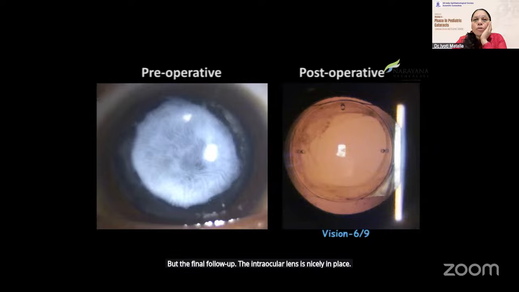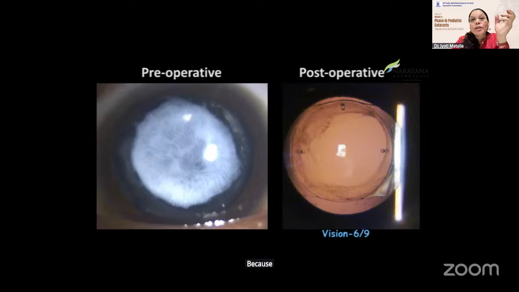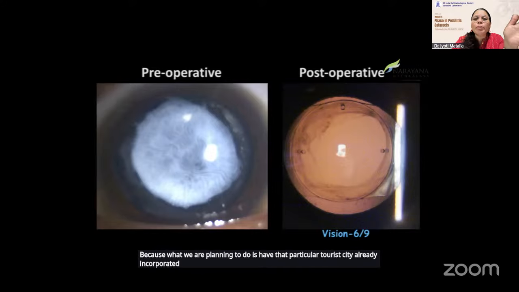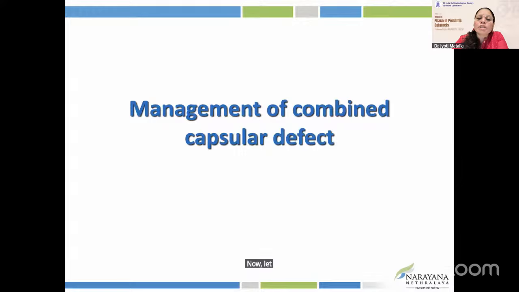So here what I want to specify is this patient had a significant high toricity, and hence using a customized IOL helped, because what we are planning to do is have that particular toricity already incorporated. All you need to do is put it between 0 to 180. So it was easy to put it, and it was a plate haptic. So as we discussed, certain cases of toric IOLs can be implanted in children to get the best effect to avoid amblyopia. Now let's look at other conditions where there's a combined anterior and posterior capsular defect.